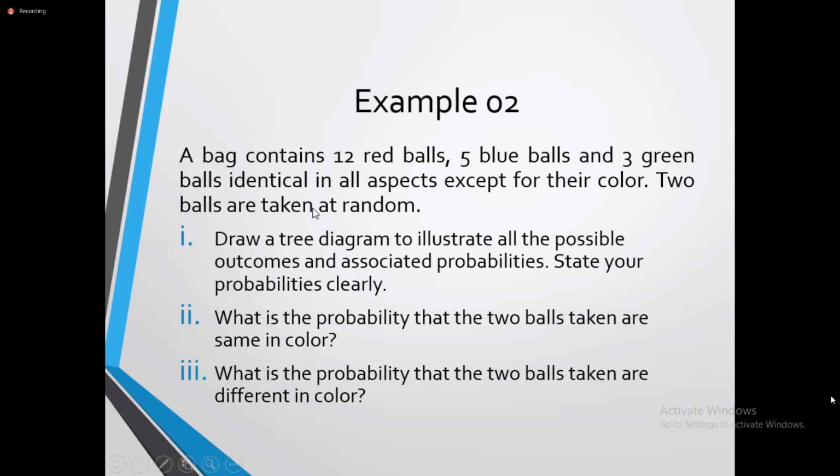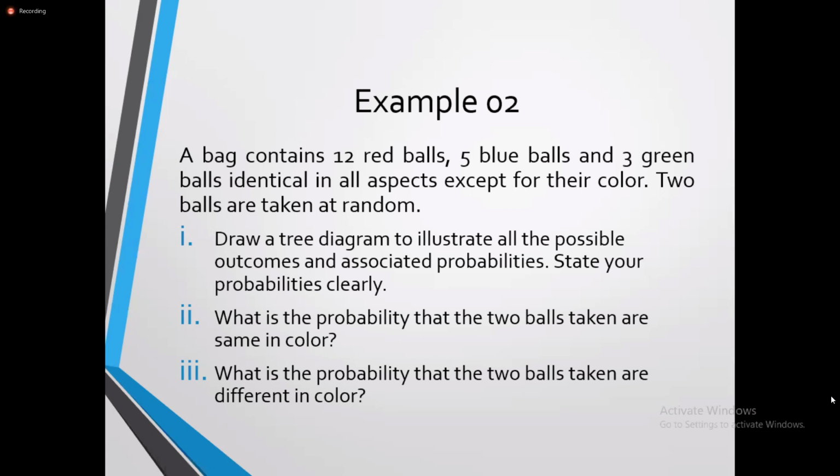Actually, this example was taken from your past paper. Not your senior or super senior. Understand? So you will have this type of questions in the examination.